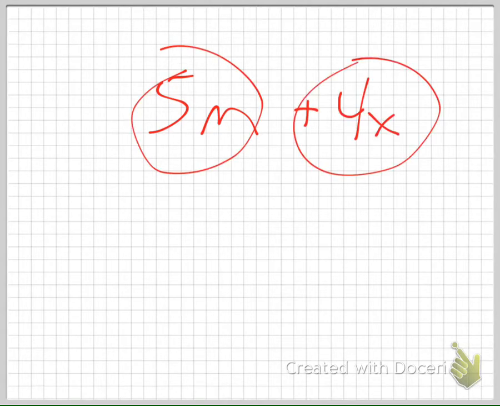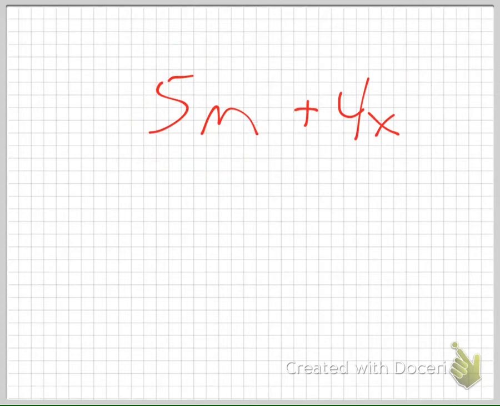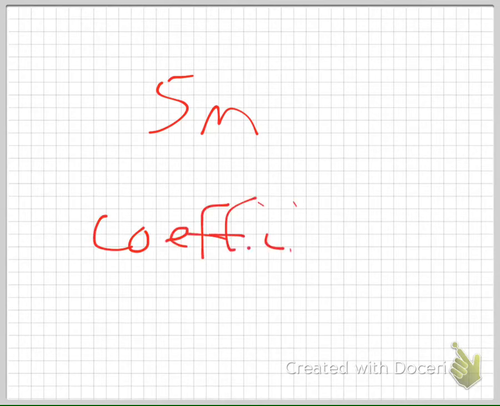One last thing. When I give you things like this, 5m, there's another term you need to know. First of all, this is a term, right? All paying attention. Eyes up here. 5m plus 4x, those are each terms. Anytime you have a number and a variable, the number in front of the variable is called the coefficient. You just need to know that.